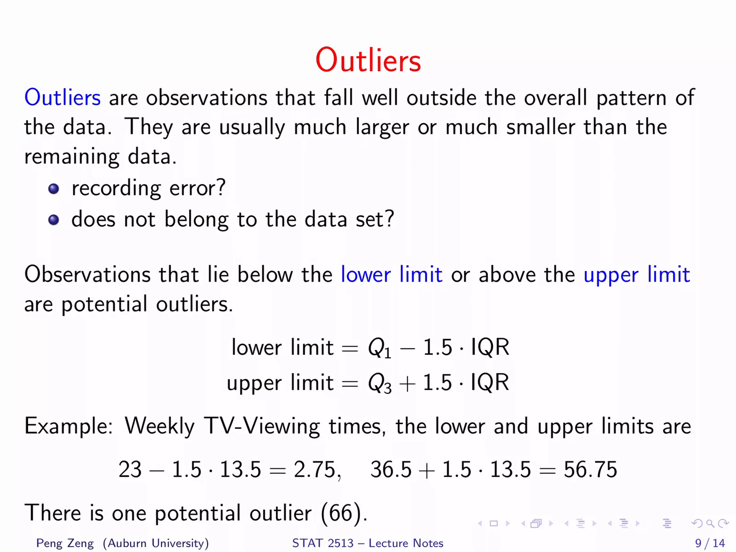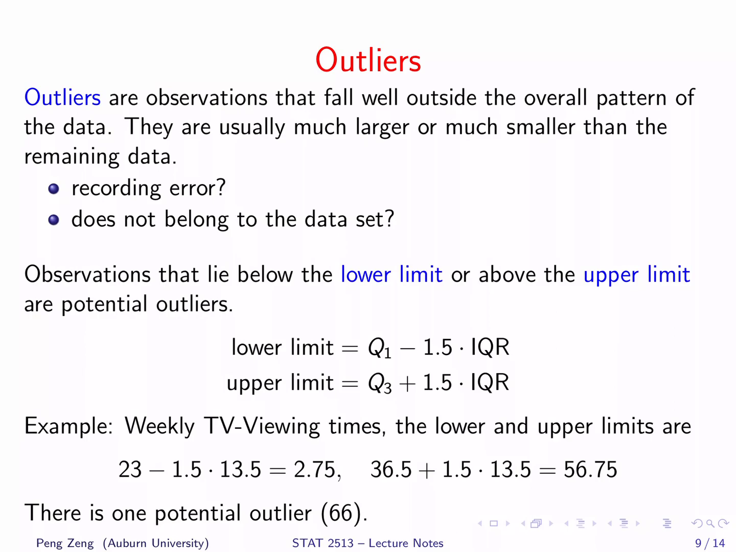For example, in the data of weekly TV viewing times, the first quartile is 23, and the interquartile range is 13.5. The lower limit is therefore 23 minus 1.5 times 13.5 equals 2.75. The minimum of the data is 5, which is larger than 2.75. Hence, no observation is smaller than the lower limit.